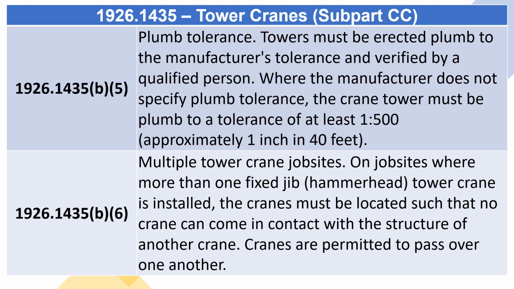1926.1435(b)(6), Multiple tower crane job sites. On job sites where more than one fixed jib, hammerhead, tower crane is installed, the cranes must be located such that no crane can come in contact with the structure of another crane. Cranes are permitted to pass over one another.